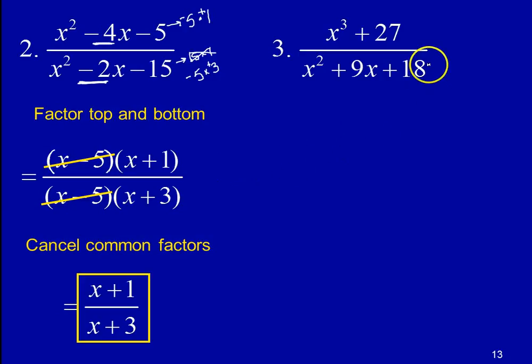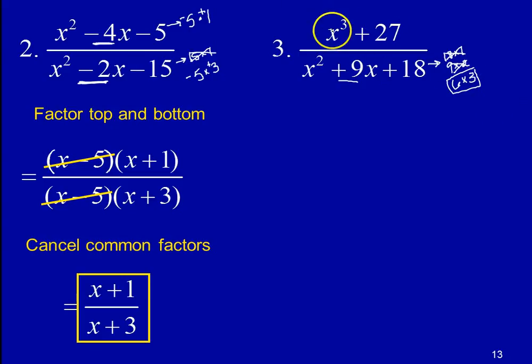Now the next one, I can factor the bottom. 18 times 1, 9 times 2, or 6 times 3. They need to add to 9. 18 and 1 don't add to 9. 9 and 2 don't add to 9. 6 and 3 add to 9. So that's going to factor out to 6 and 3 for me.